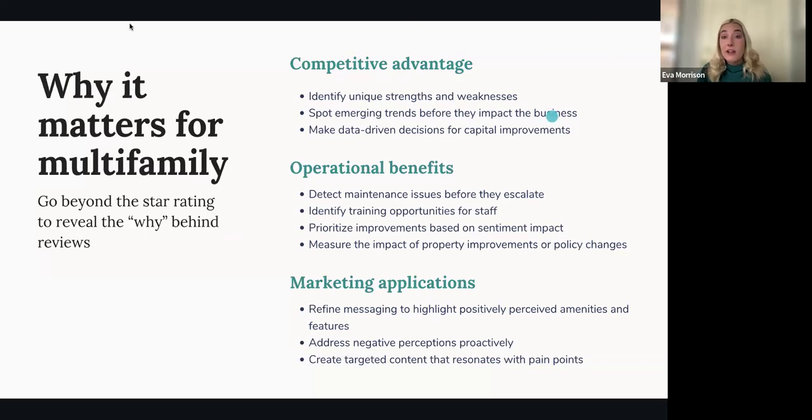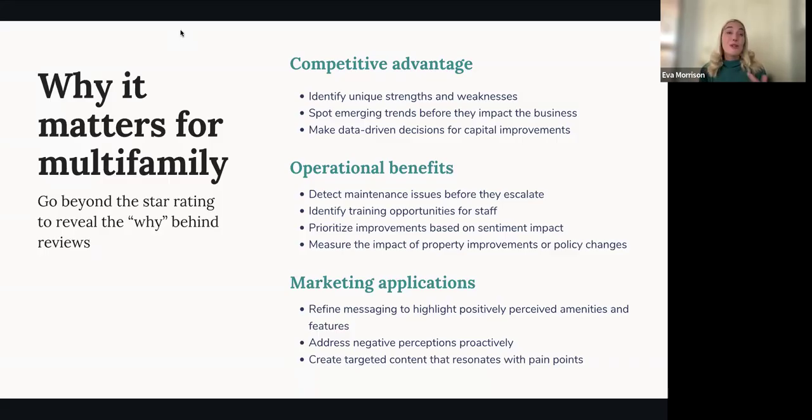Again, it also helps us spot emerging trends before they impact the business. If we know that there are delays in maintenance response times, or there are amenities that folks are struggling with, we want to know that well before it ever leads to someone leaving a review online. And sentiment analysis can help us identify those things super early on, and get out ahead of it. And again, it's a way for us to make better data-driven decisions for capital improvements.